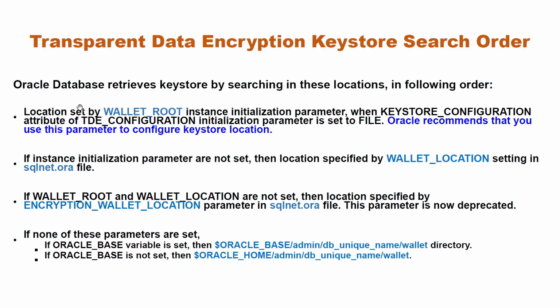Let's understand this. If you have set WALLET_ROOT and TDE_CONFIGURATION, then it will look at these two parameters. Oracle recommends that you use this parameter to configure key store location. So this is the recommended way of setting the location for your wallet. If we are not going to use this, then we can use the WALLET_LOCATION setting in sqlnet.ora. If you are not going to use that, then we can use another parameter called ENCRYPTION_WALLET_LOCATION in sqlnet.ora. This parameter is now deprecated, and if none of these is set, then it will try to search for the wallet based on ORACLE_BASE or ORACLE_HOME, whichever is set. So these are the locations.